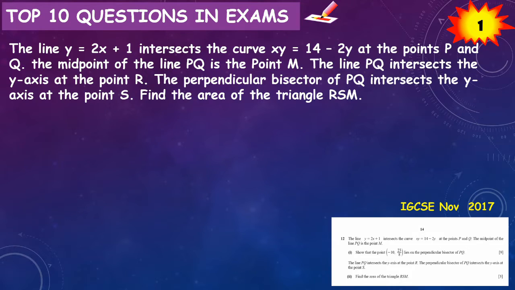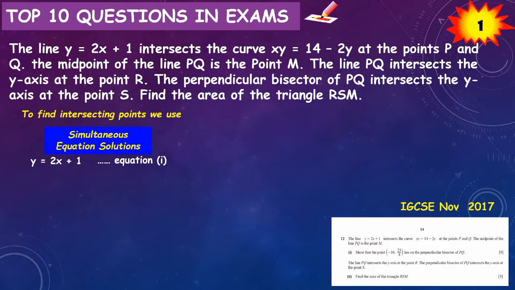In order to find the area of the triangle, we need to find the points R, S, and M. Since M is the midpoint of PQ, we first need to know the points P and Q before we can find M. To find the intersecting points, we use the simultaneous equation solutions. We name y equals 2x plus 1 as equation 1 and xy equals 14 minus 2y as equation 2. We first substitute equation 1 into 2, replacing y with 2x plus 1.